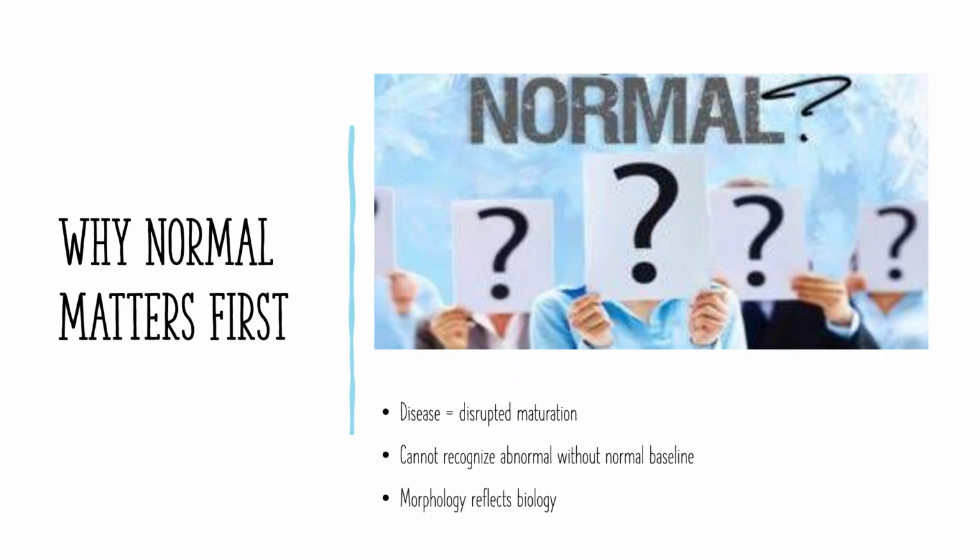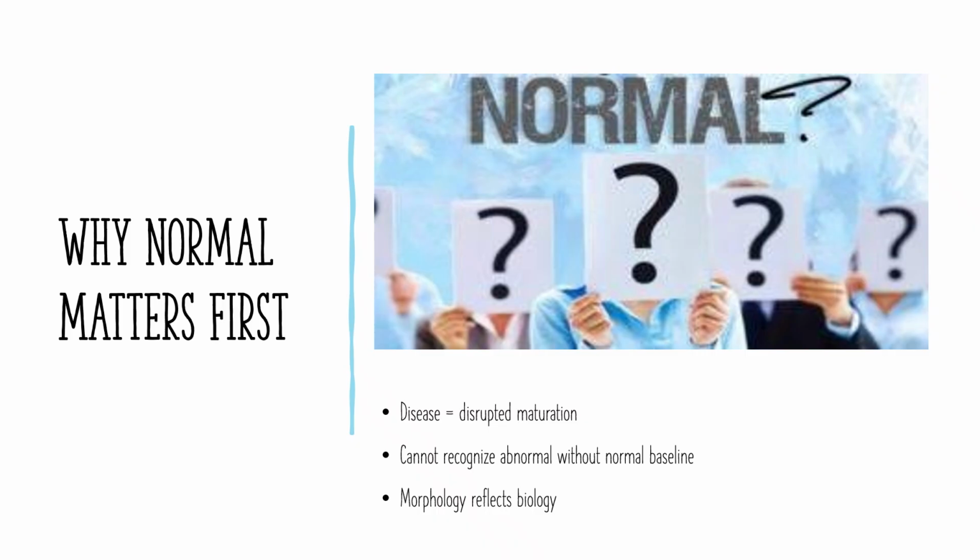This slide might actually be one of the most important ideas in the entire course. Most hematologic diseases are not defined simply by the presence of abnormal cells. They are defined by disrupted maturation. Leukemias, for example, often occur when cells become stuck in immature stages. Anemias can result from ineffective development. Bone marrow disorders frequently reflect imbalance in normal production pathways.